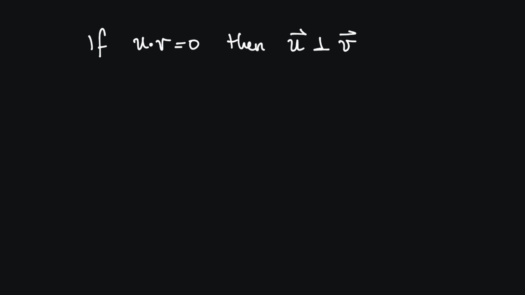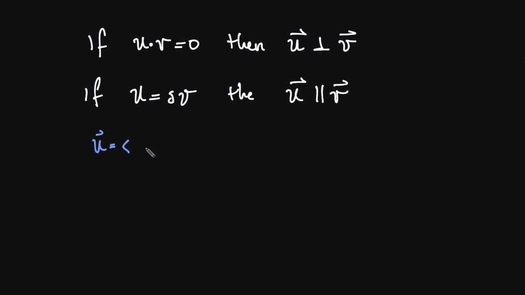And another result is if one vector is equal to a scalar times the other vector, that means a multiple, then vector u is parallel to vector v. That's another pretty interesting result. We can check this with a couple of examples. So let's suppose that we have vector u equal to 2 and 1, and vector v equal to -1 and 2.